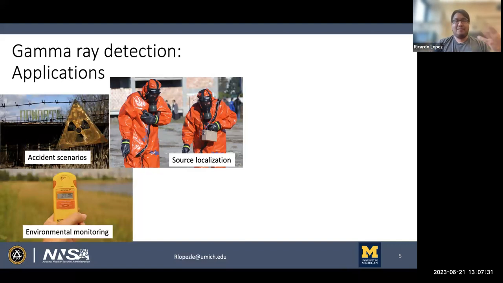Another application would be environmental monitoring. And this has a lot of different aspects related to it, actually.